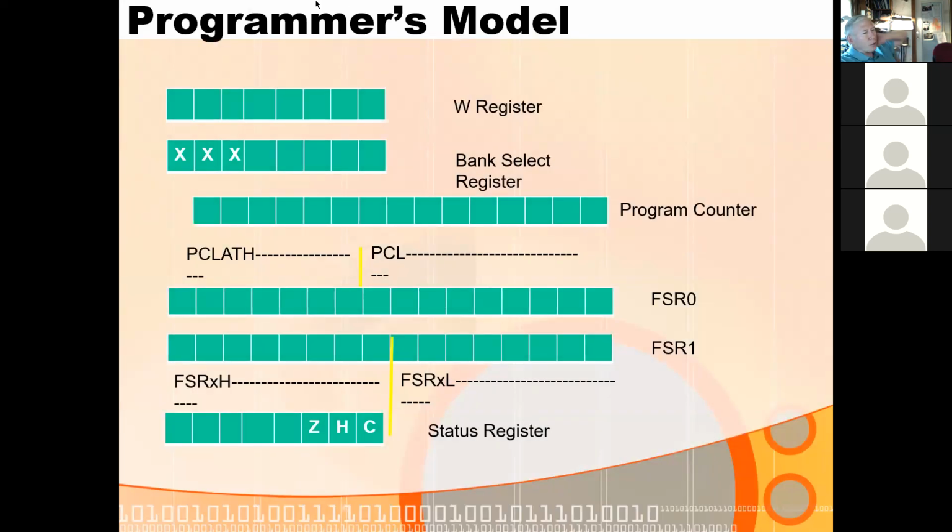Okay, here's the programmer's model we just talked about laid out in pictorial form. Again, we have a working register. This is the W register. Every single thing that gets done on this chip usually has to go through the W register. If you want to do math, one of the add-ins has to be in the W register. If you want to do AND or exclusive OR, you have to use the W register.